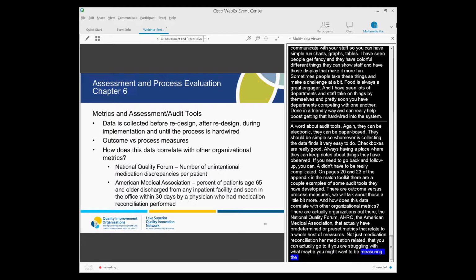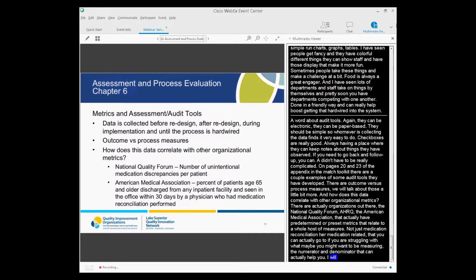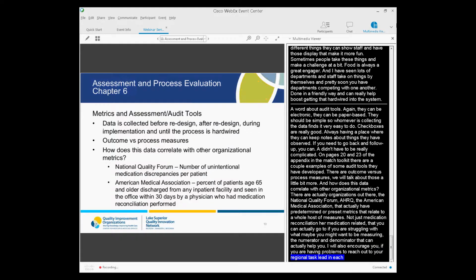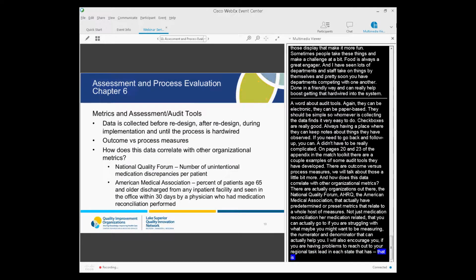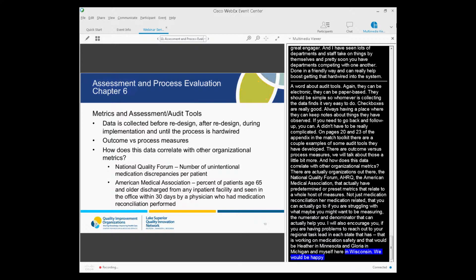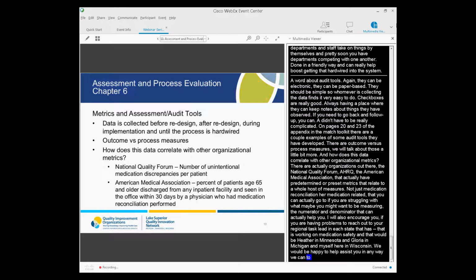I will also encourage you, if you are having problems, to reach out to your regional task lead in each state that is working on medication safety, and that would be Heather in Minnesota and Gloria in Michigan and myself here in Wisconsin. We'd be happy to assist you in any way that we can to help you look at those kinds of measurement tools and audit tools, not just for this task, but for others as well.